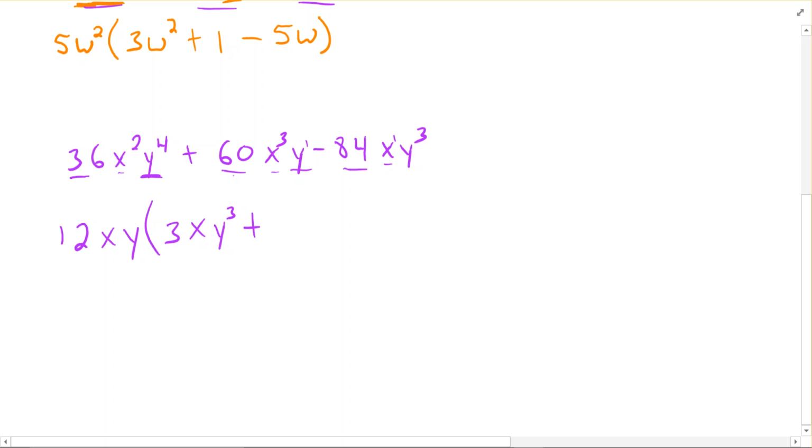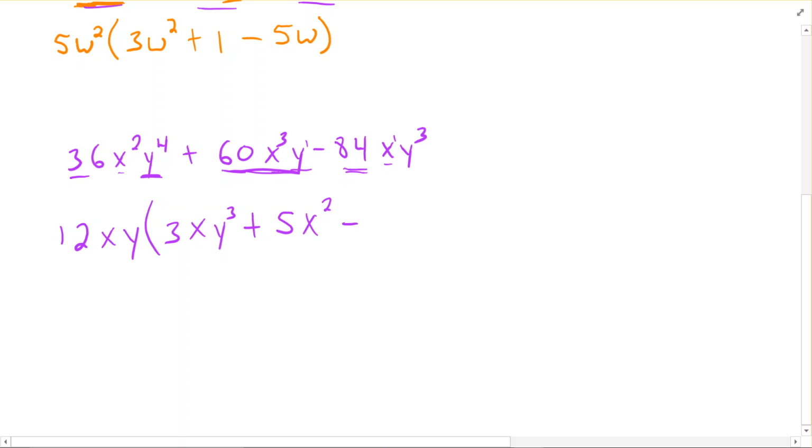Okay, now plus, now I'm looking at this term. So 60 divided by 12 is 5. X cubed, I took out 1 x, so I only have x squared now. Y, I took out that whole y, so that's gone now. There's no y left at all. So now we just move on to the next term.